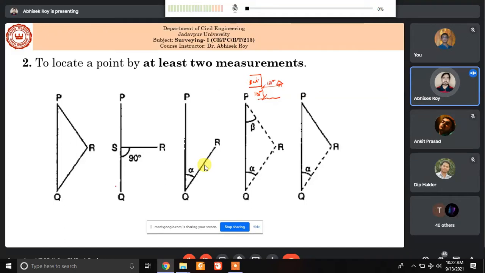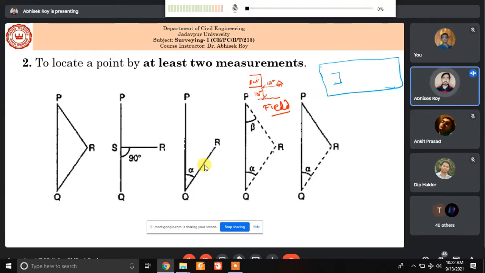Now suppose this is the plot, this is the field, and you have taken the measurements. Now suppose I am drawing it on a paper, making the same drawing. Ultimately the purpose of the survey is to make a drawing or a plan of the same thing which you are observing in the field.